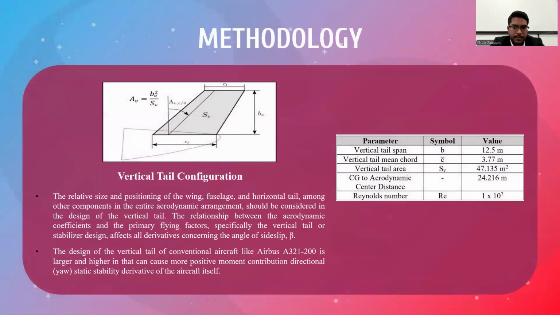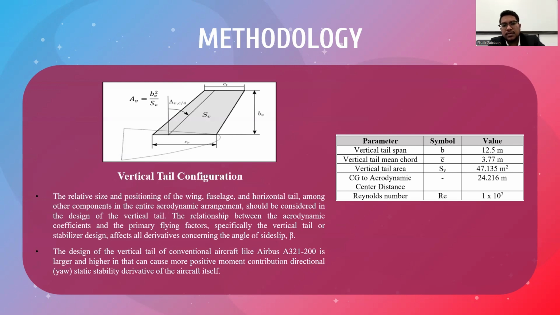Coming to the methodology, here you can see the parameters are vertical tail span, vertical tail mean chord, vertical tail area, center of gravity of aerodynamics, center distance, and Reynolds number. These parameters are essential for determining the stabilizer's aerodynamic performance and directional stability. The Reynolds number of the airfoil indicates the flow regime and is calculated on the tail. The vertical tail stabilizer parameters are shown in the table.